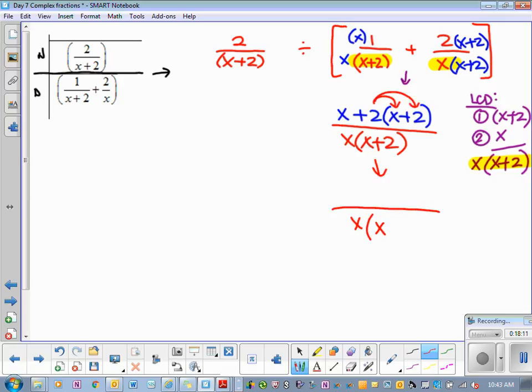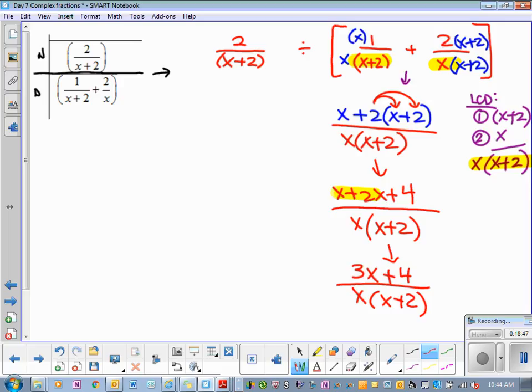So this turns into x times x plus 2 on the bottom. What's on top here? x plus 2x plus 4. Then combine like terms. Great job, guys. 3x plus 4 over x times x plus 2. Now I can't combine any more like terms, right? Be careful, that's not the final answer.